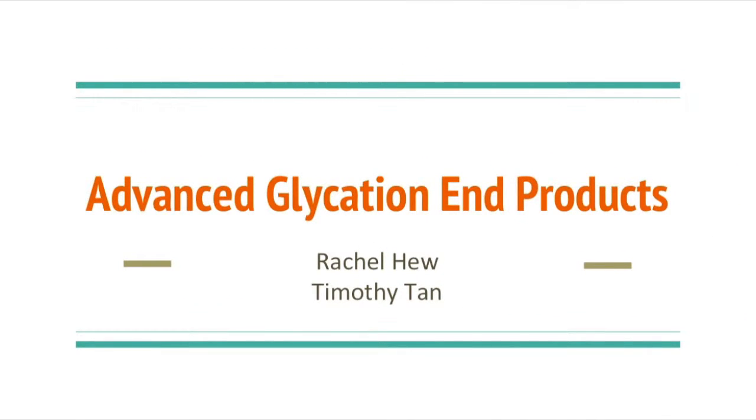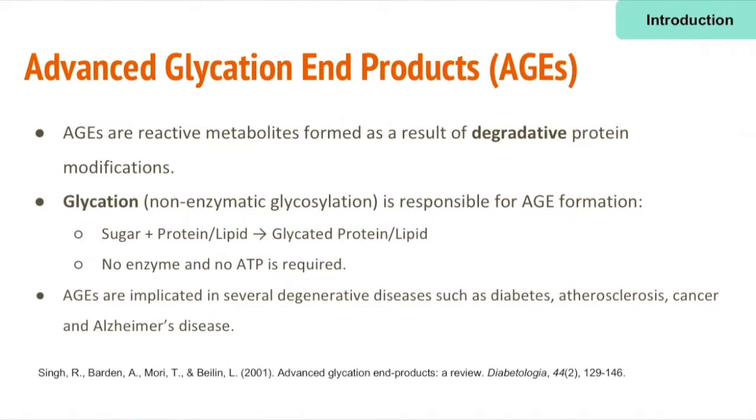Hi, in this video, we are discussing advanced glycation end products, which are products of post-translational modification of protein. Advanced glycation end products, or AGEs, are formed due to degradative post-translational modifications. These modifications are degradative because, as the name implies, they disrupt the normal function of proteins and lipids.